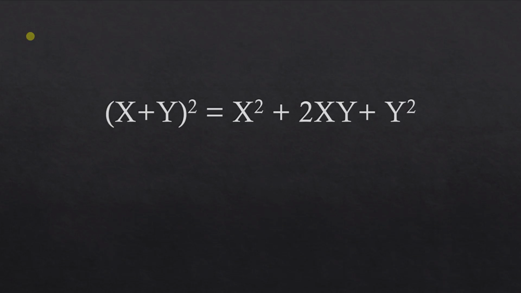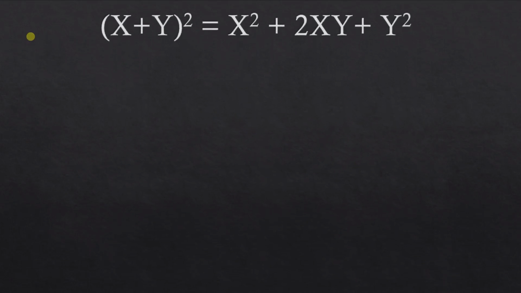So for finding the two-digit number squares, we are using the equation (x plus y) all square is equal to x square plus 2xy plus y square. Come on, let's have a look at how to solve the square of numbers. So here for example we are taking 84, and we are taking x equal to 8 and y equal to 4.